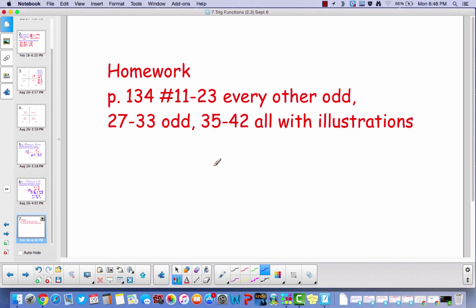So your homework for tomorrow is on page 134. It's numbers 11 to 23, every other odd, 27 to 33, the odds, and 35 to 42, all with illustrations. With the illustrations means like what we did earlier, where we drew it, and you drew your triangle, and you label the pieces. All right, we'll do more tomorrow.